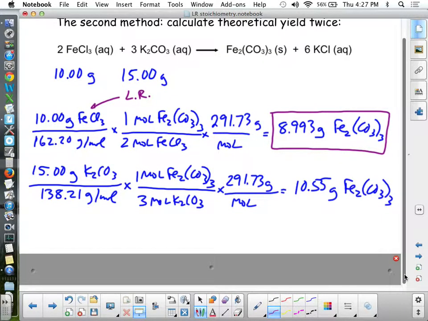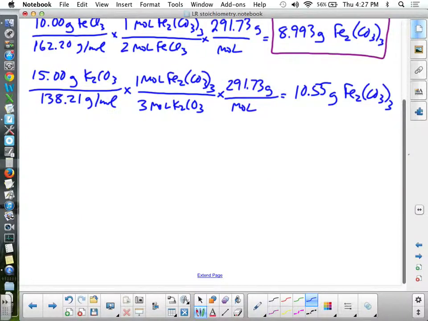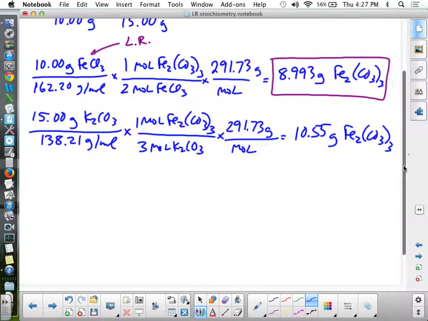Well, to finish up the problem, all we need to do now is to calculate the mass of the excess reactant, potassium carbonate, that's left over. I'll simply start with the amount of limiting reactant I have and calculate how many grams of potassium carbonate will get used up in a very similar process. So I'll take my 10.00 grams of iron(III) chloride. Remember, once you've identified a reactant as the limiting reactant, everything else after depends upon that. So I'll convert that to moles by dividing by the molar mass.